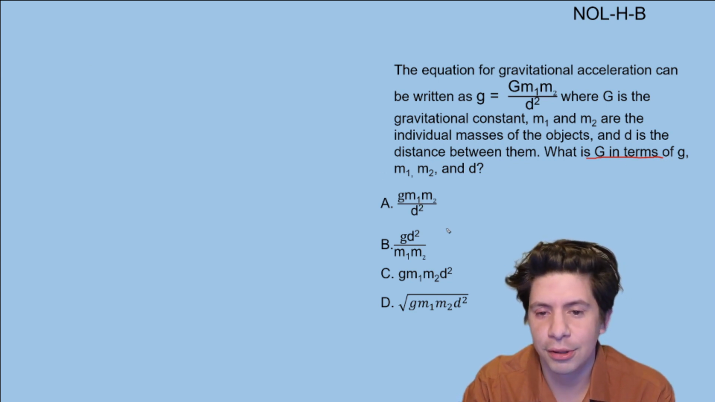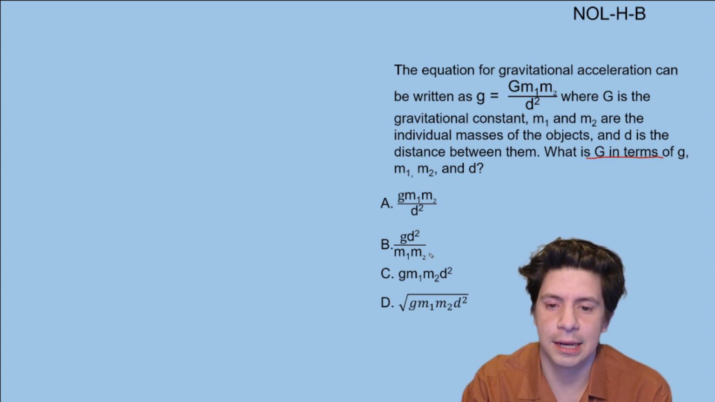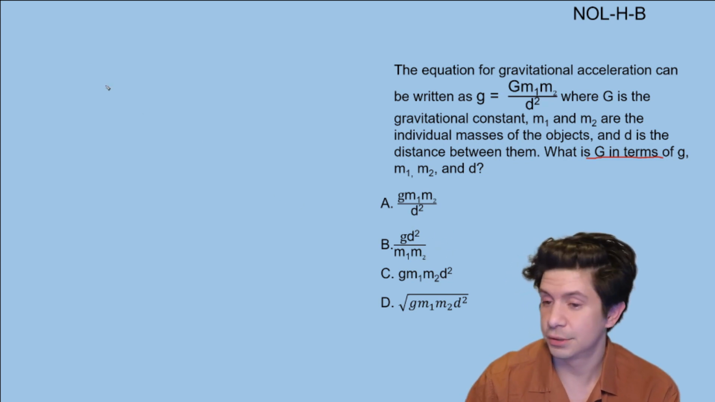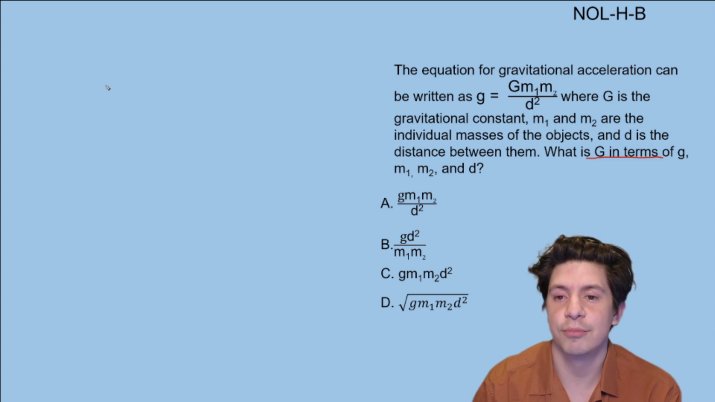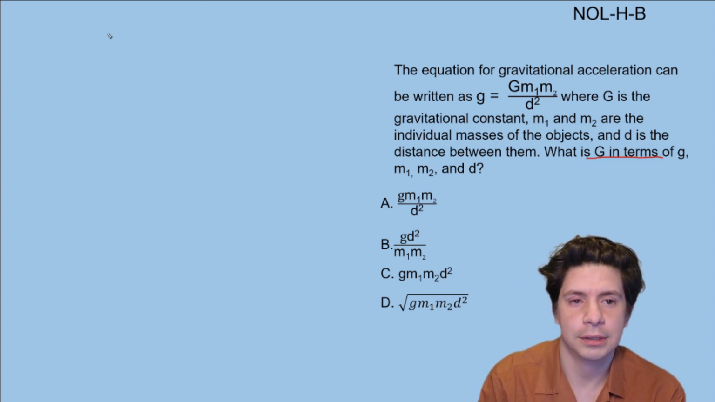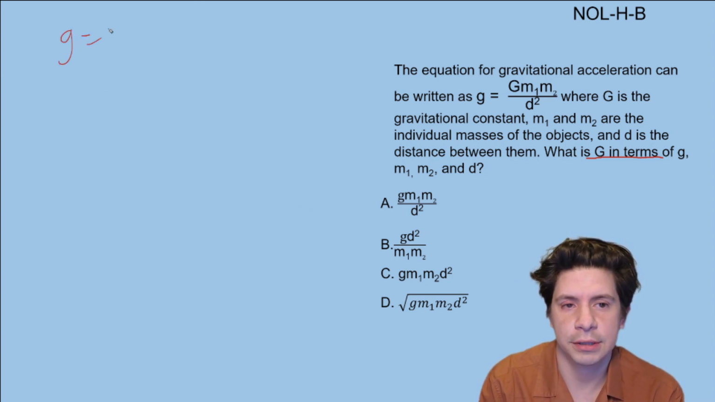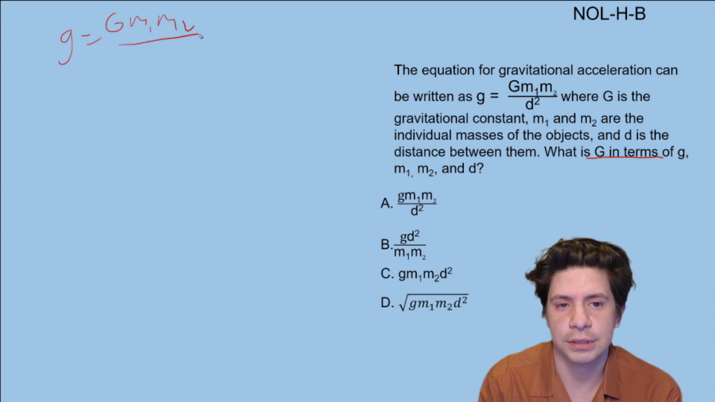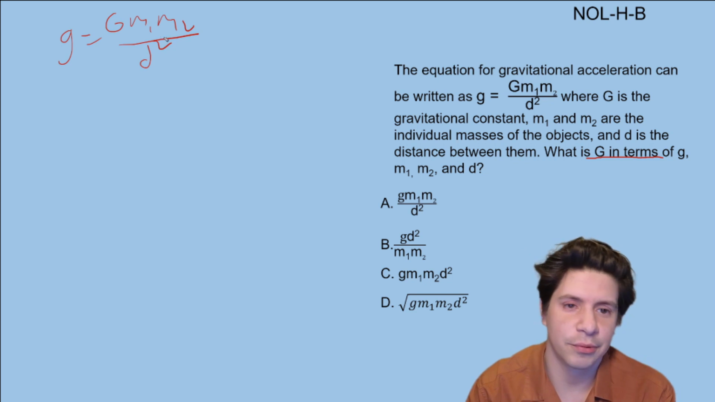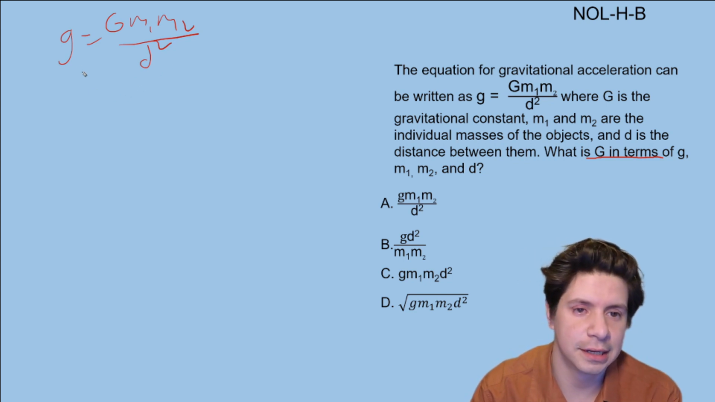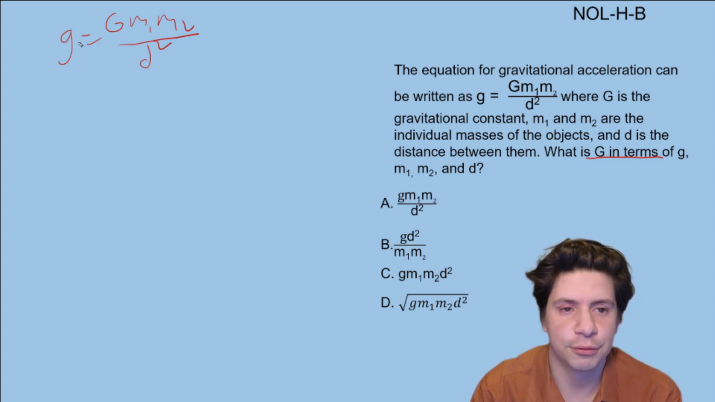And you want to look at all the answer choices to get a sense of what you're looking for, right? So they all have little g, d, and m1 and m2. So here, let's start by moving the d squared over. So we have g equals capital G m1 m2 over d squared. This is a physics equation, which they like to do where they take real equations from other fields and have you solve for certain parts of it.